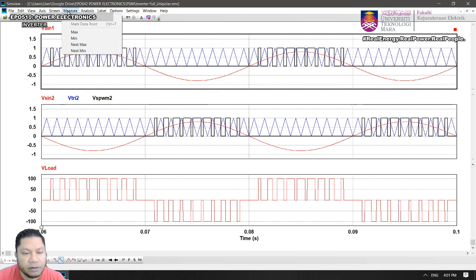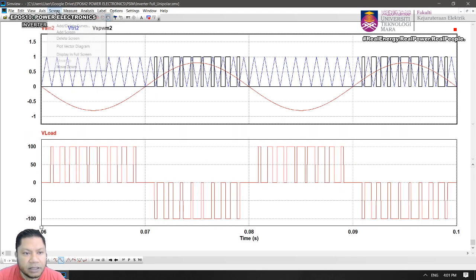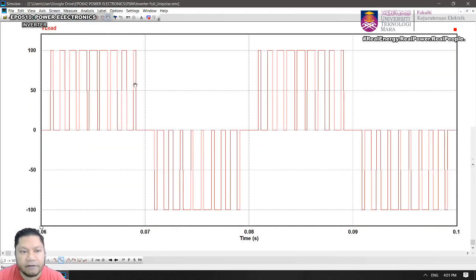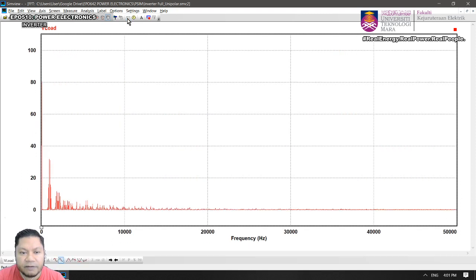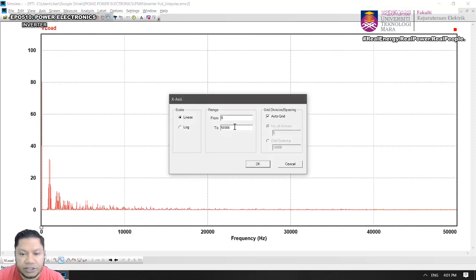I'm going to look at the harmonic spectrum, so I must delete the other waveform and leave only the output voltage. Just click this button to get the harmonic spectrum. Make sure that at least 2 cycles are displayed before you hit this button. Then click FFT, and that will be your harmonic spectrum. Change your frequency so that you can see.